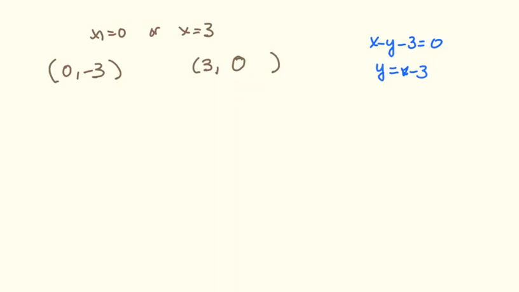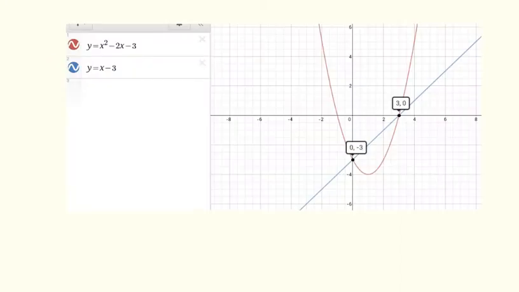If I actually look at Desmos, and I graph the two equations, x squared minus 2x minus 3 and x minus 3, I can see that I've got the quadratic equation, I've got the line, and then the two intersection points in this case are 0, minus 3, and 3, 0.